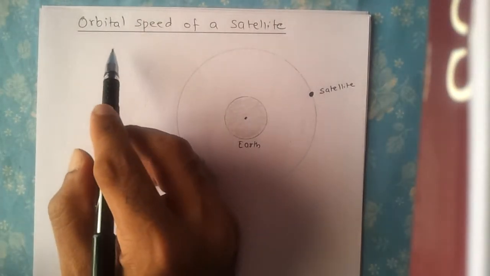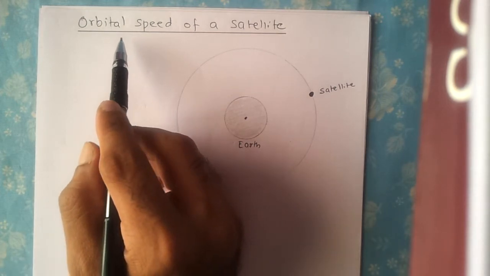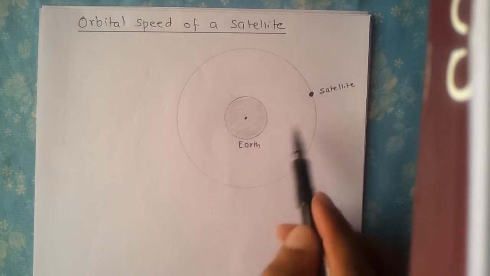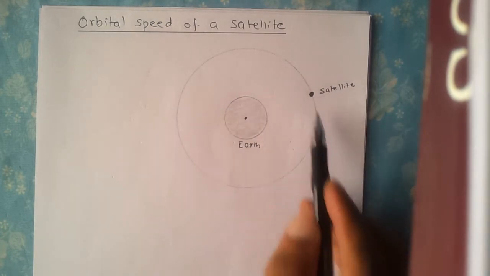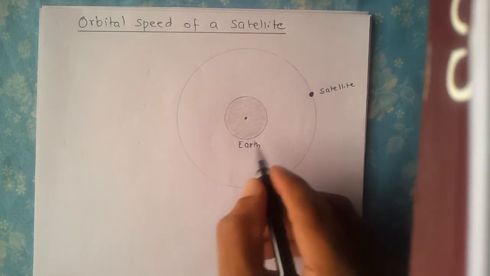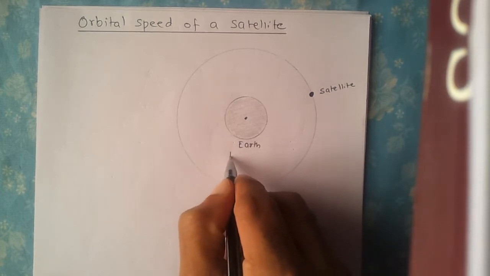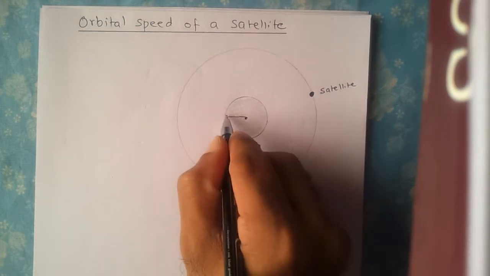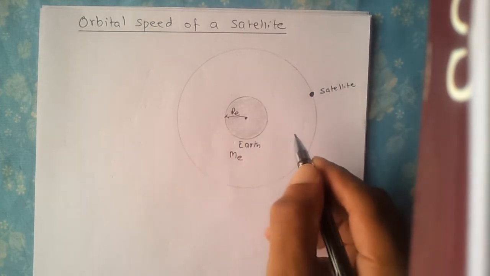In this very short video, we are going to derive an expression for the orbital speed of a satellite. So let us say this is the Earth, and there is a satellite which is revolving around the Earth. Let us look at a few dimensions over here. The mass of the Earth we will call ME. The radius of the Earth will be indicated by, say, RE.